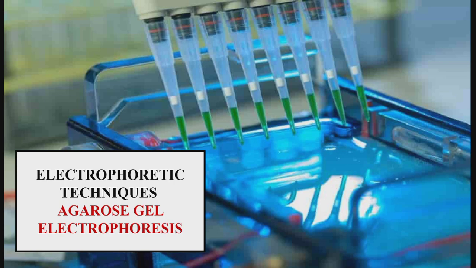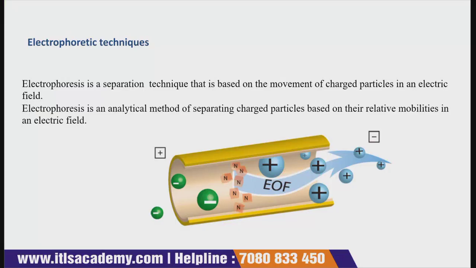let us understand what an electrophoretic technique is. An electrophoretic technique is a separation technique that is based on the movement of charged particles in an electric field. Electrophoresis is an analytical method of separating charged particles based on their relative mobilities in an electric field. So electrophoresis is nothing but a separation technique, separation of different types of particles based on the movement of the charged particles, how they are moving in an electric field.